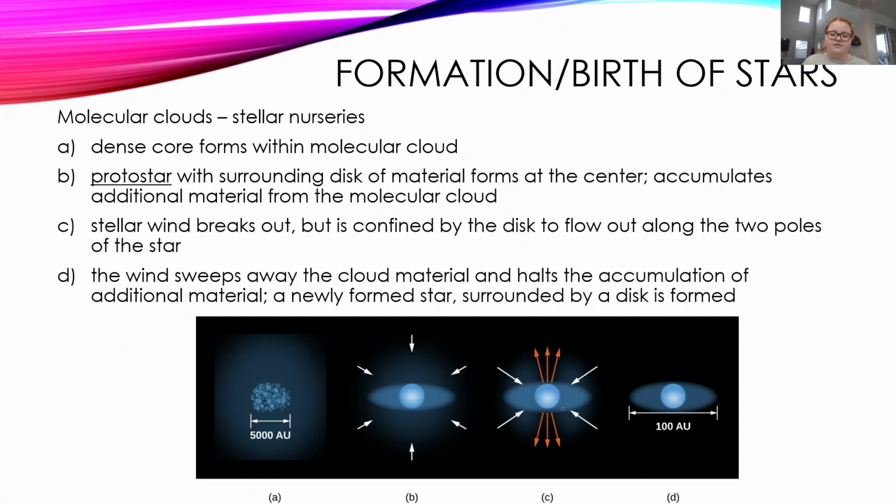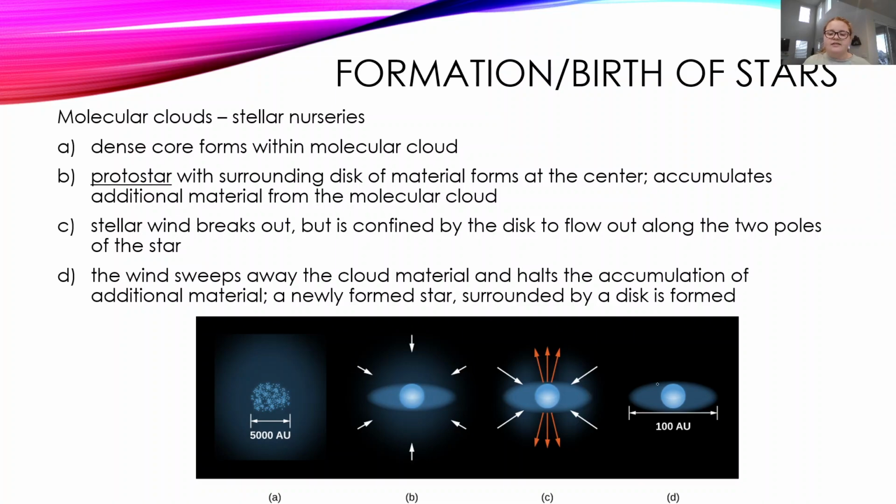So we have the flowing of the wind, I'm sorry, not air, this is space. The wind in this disk, and any material starts to flow out of these two poles, or along the poles. After that, the wind sweeps away any cloud material, it halts the accumulation of additional material, and a new star is formed with a disk surrounding it.